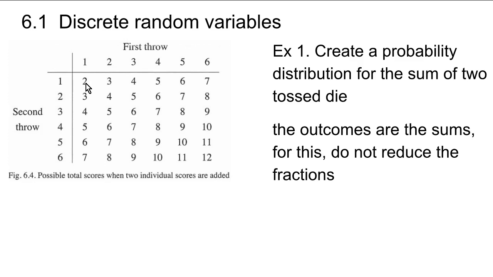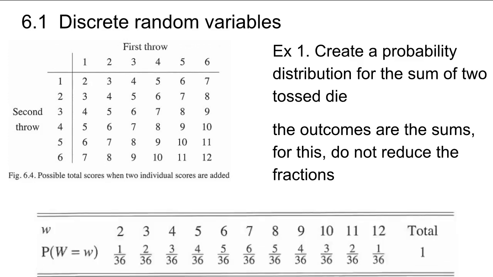So, for example, there are 36 different possibilities. How many 2s are there? The probability of getting a 2 out of throwing 2 dice is 1/36. Why don't you try doing that for all the different values? Pause it and give it a try.